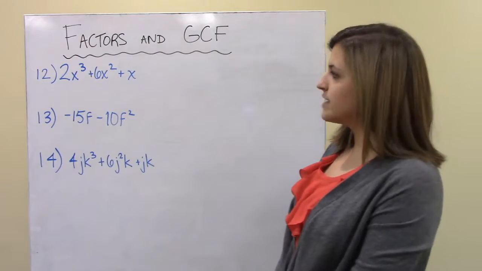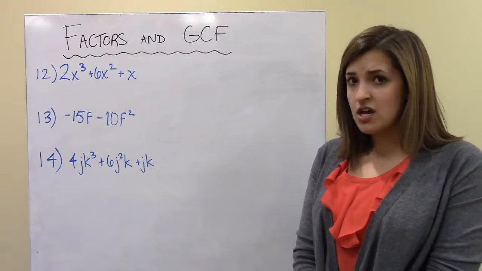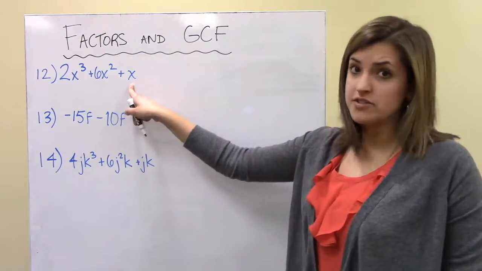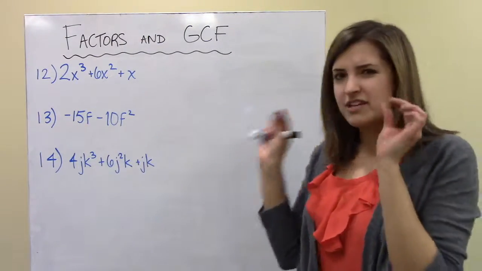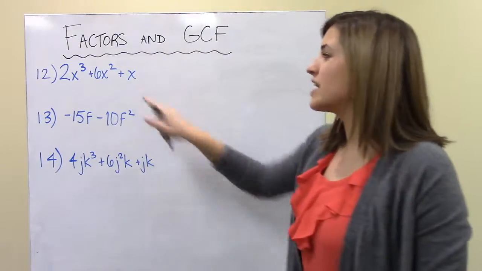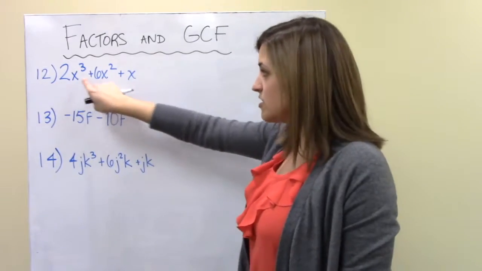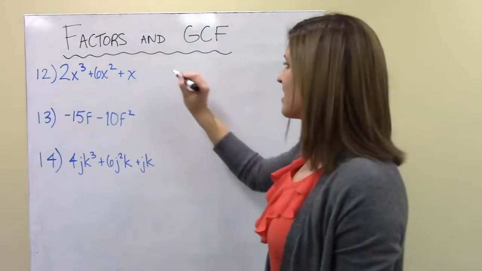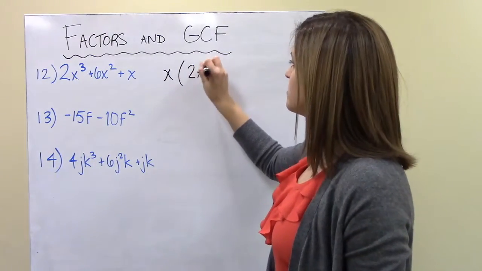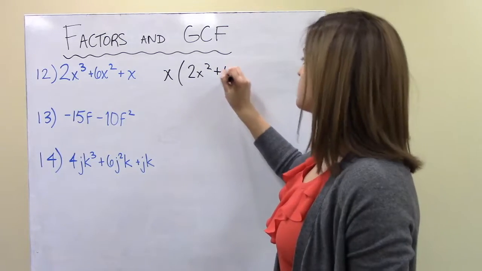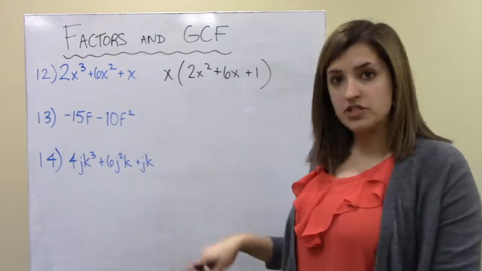Okay, number 12 has 2x cubed plus 6x squared plus x. Well, right away, I notice that I have this lone x over here, which nothing goes into except x. So automatically, I'm already thinking, okay, I can probably only take an x out of this if it goes into my other terms. And in fact, it does. I have x cubed and x squared right here. So the only thing I can take out is an x. And what I'm going to be left with is 2x squared plus 6x plus 1. And if I distribute, I should be able to get the same thing.